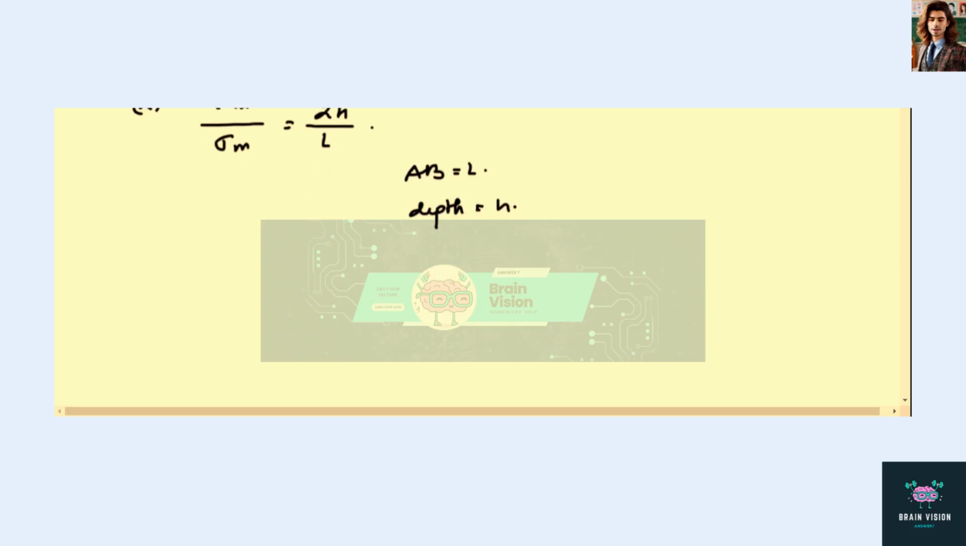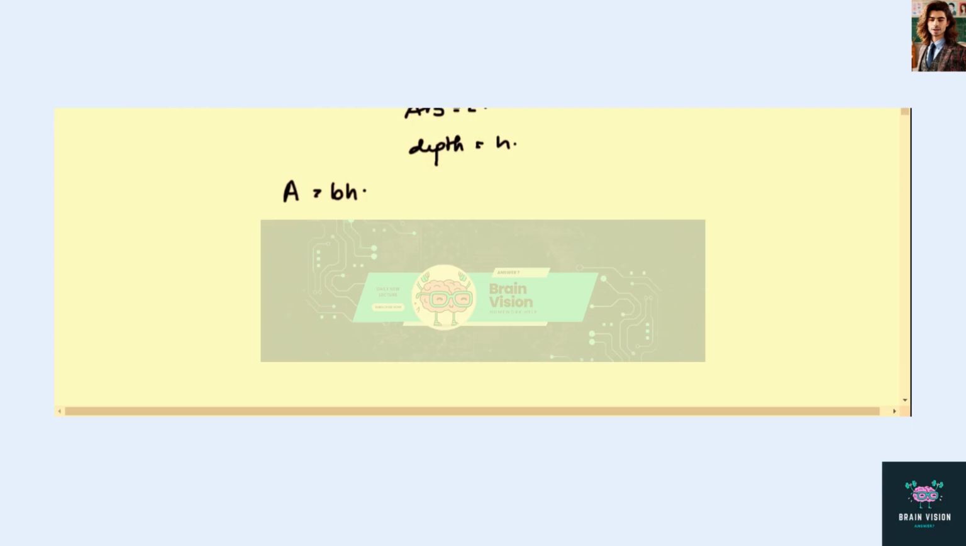Now area of cross section is B multiplied by H. B is the width of the beam and H is the depth of the beam, and the section modulus of cross section is calculated as 1 upon 6 BH square. Now due to the symmetry of the beam, reactions at the supports C and D are equal, so RC is equal to RD is equal to WL upon 2.